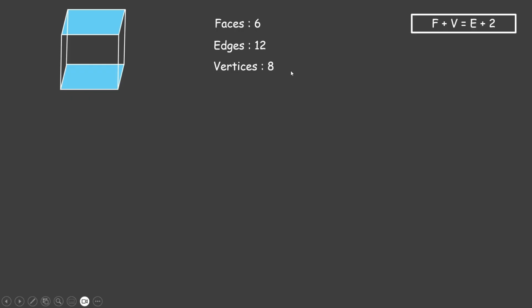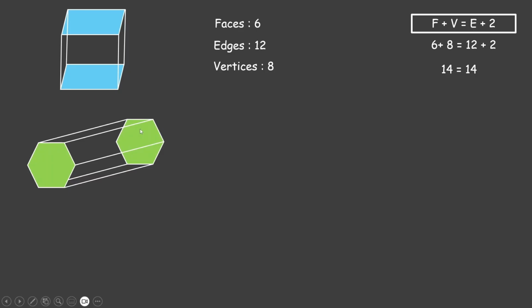Now let's verify the Euler's relation. 6 faces, 8 vertices, 12 edges. 6 plus 8 is 14 and 12 plus 2 is 14. So verified. Next example we have here is a hexagonal prism.